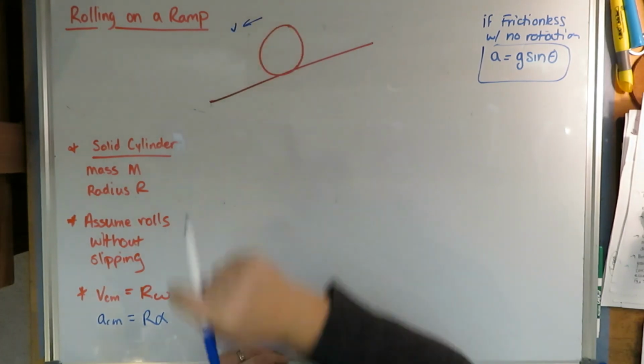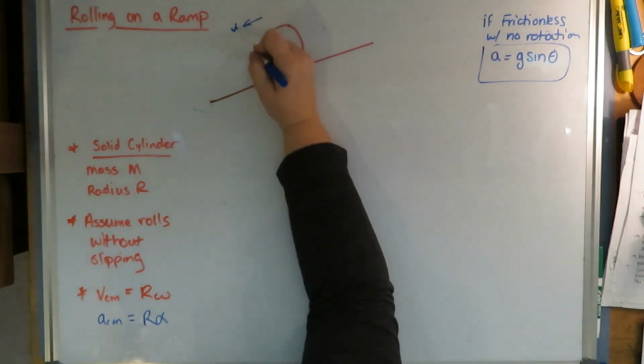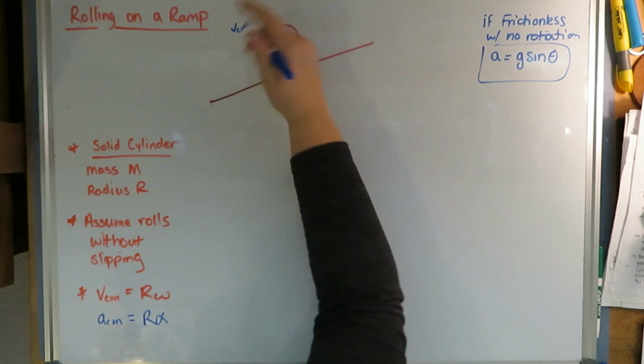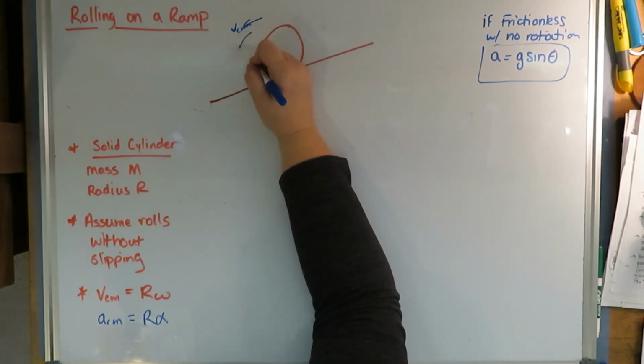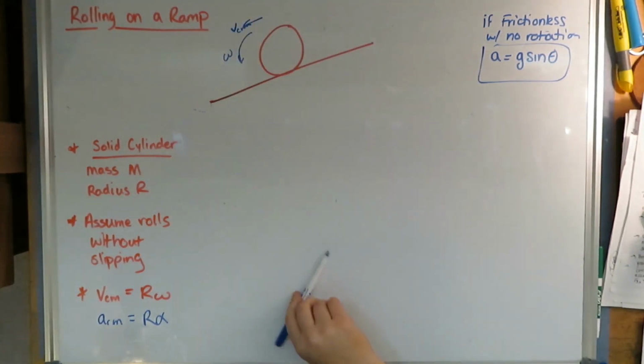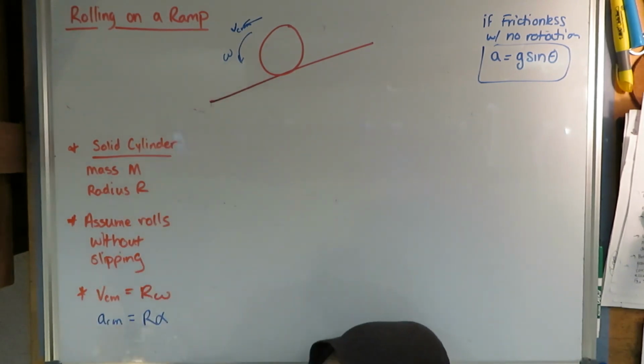So you're going to have a linear speed. That would be your VCM, that speed of the center of mass would be going down. This thing would be rolling in that same direction. So if we went that way, we'd have to be rolling that way. So this is actually the different direction of omega than it was when we were going up the ramp.